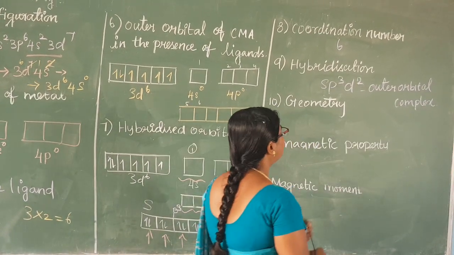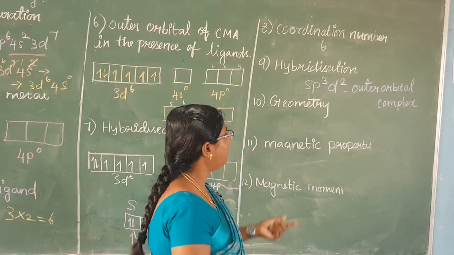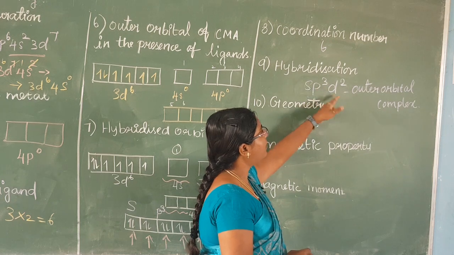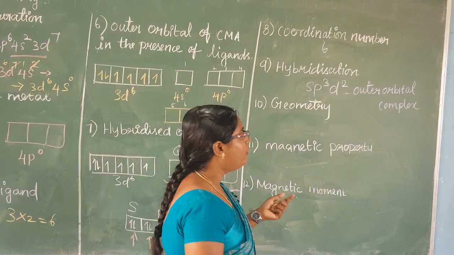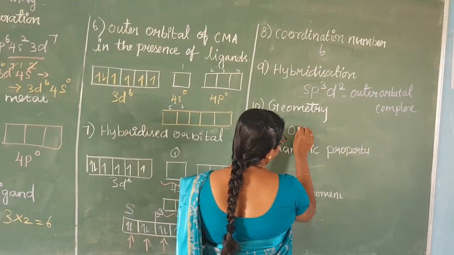Then the next one is geometry. Okay, if the number of ligand is 6, and also sp3d2 as well as d2sp3, what is the geometry that you will get? We will get octahedral.